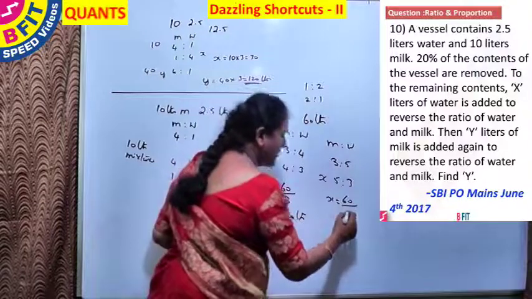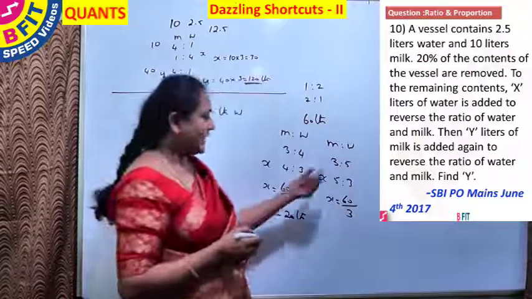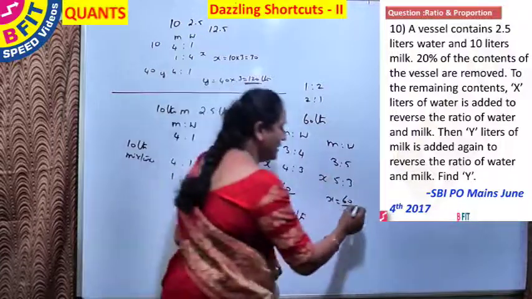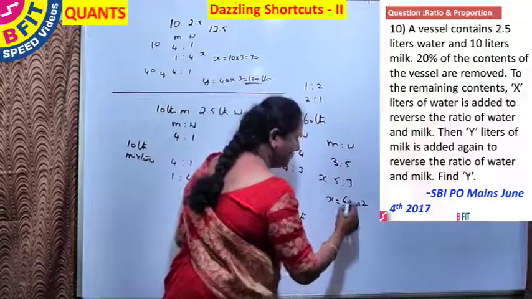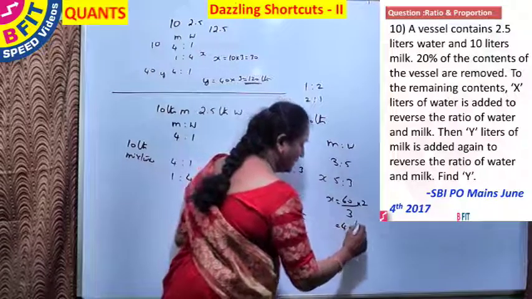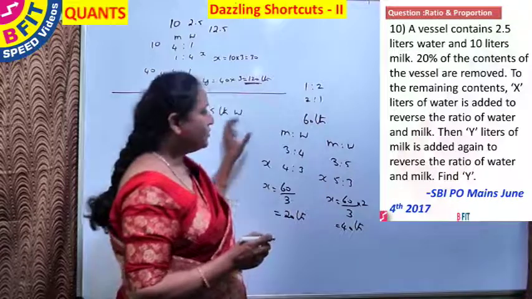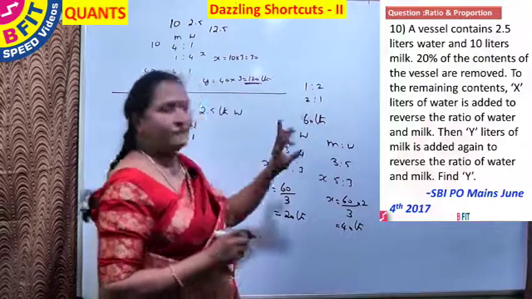So for that, divide by the smaller value 3. But as you have the difference 2, it should be multiplied with 2. So 20 into 2, 40 liters. So I have given you all the patterns of ratios whenever it is reversed.